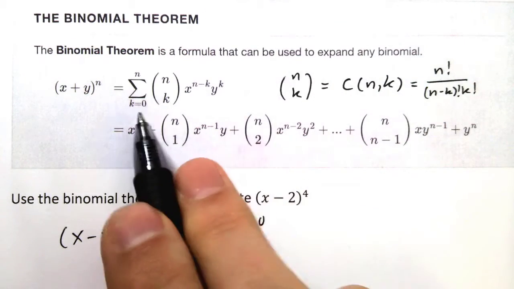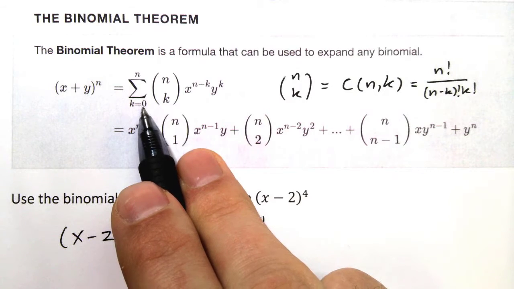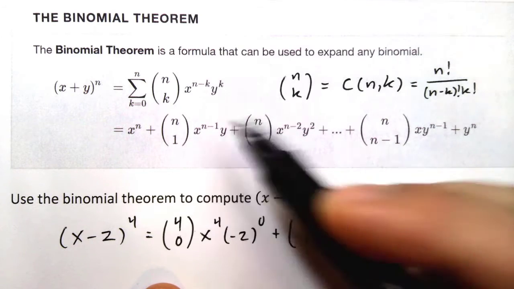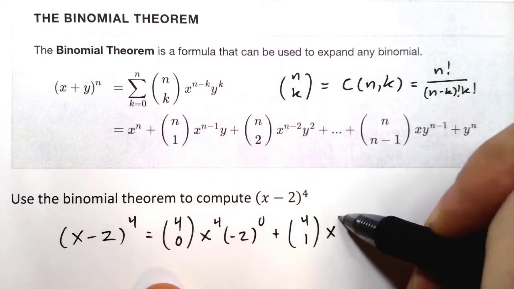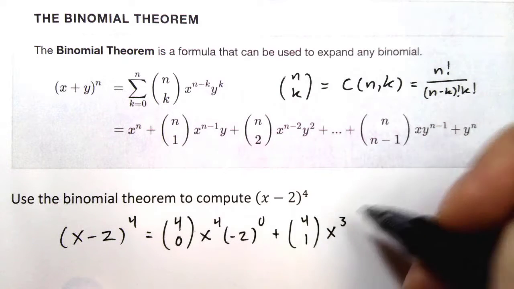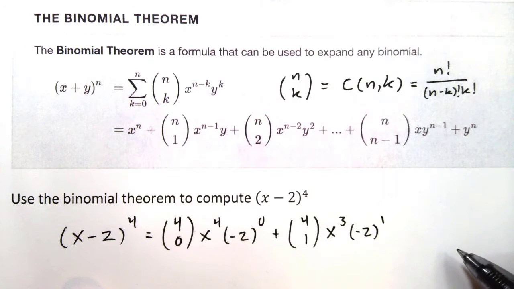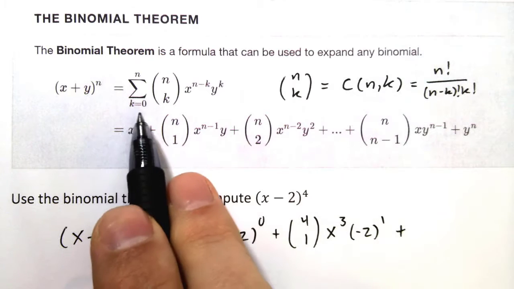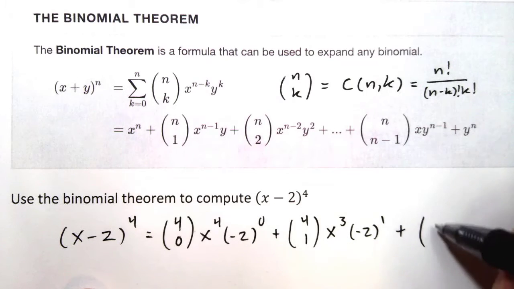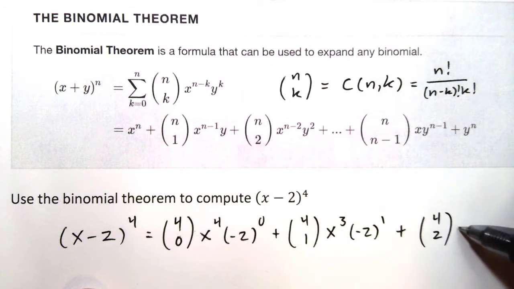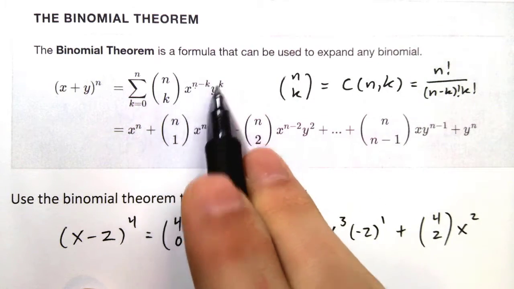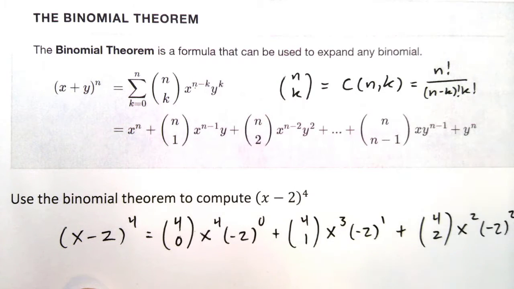Okay, my next term, I'm going to increment k to 1. So I'm going to have n choose 1. So I get 4 choose 1, x to the n minus k, so that's 4 minus 1, and then y to the k, so it's negative 2 to the 1. All right, cool. My next term, I'm going to increment k one more time, so now k is equal to 2. Right, so I have n choose 2, so I have 4 choose 2. X to the n minus k, so 4 minus 2. And then y to the k, so negative 2 to the 2.